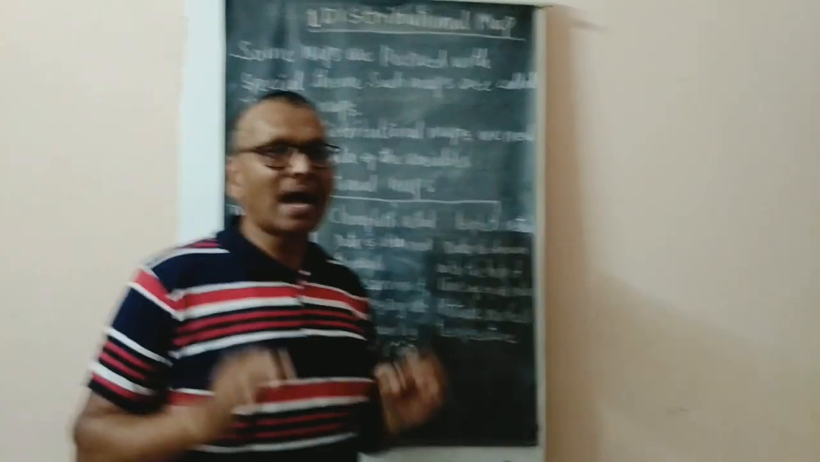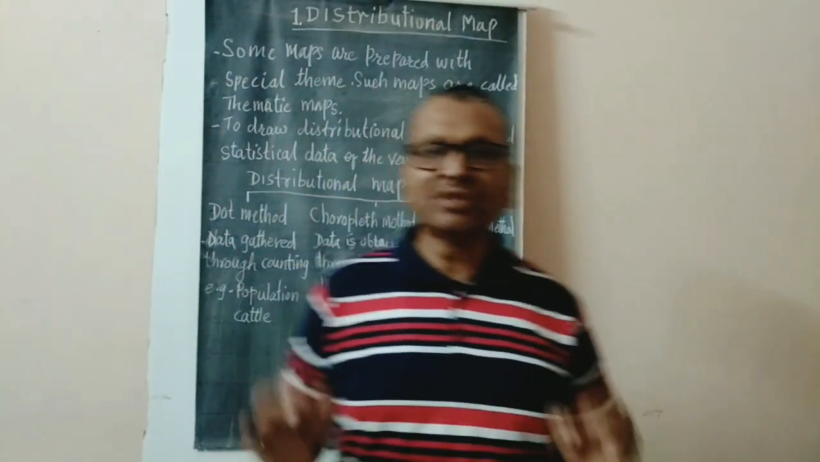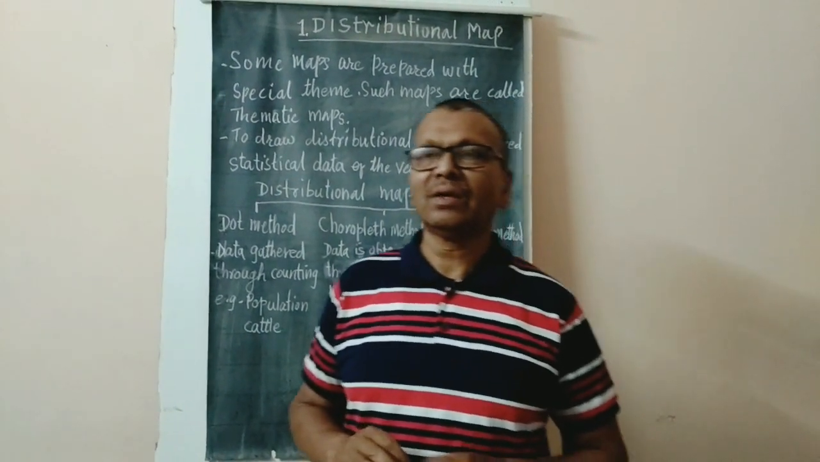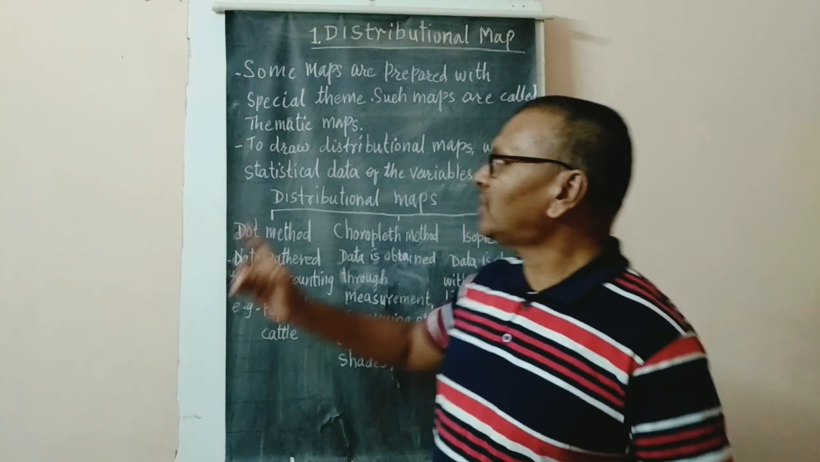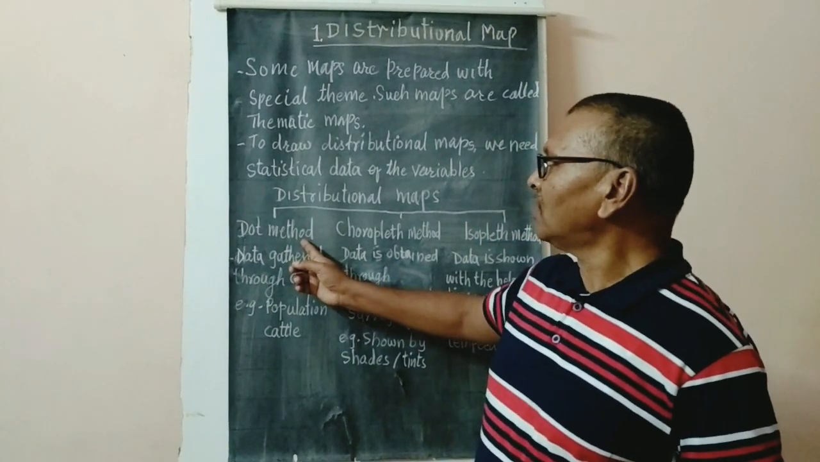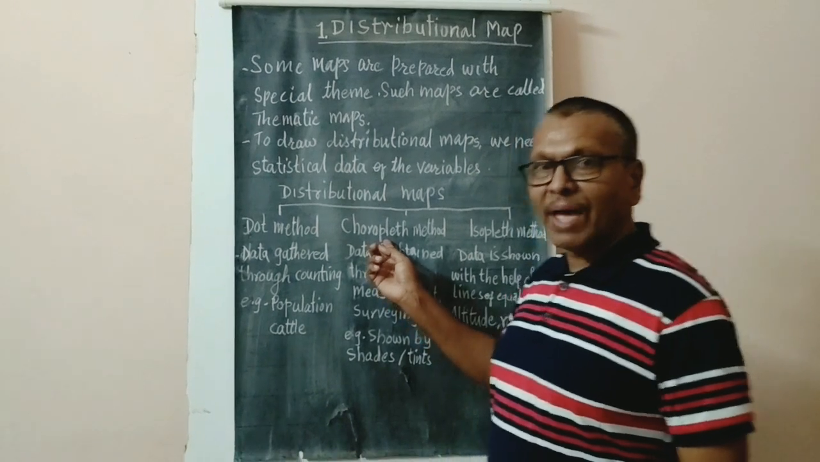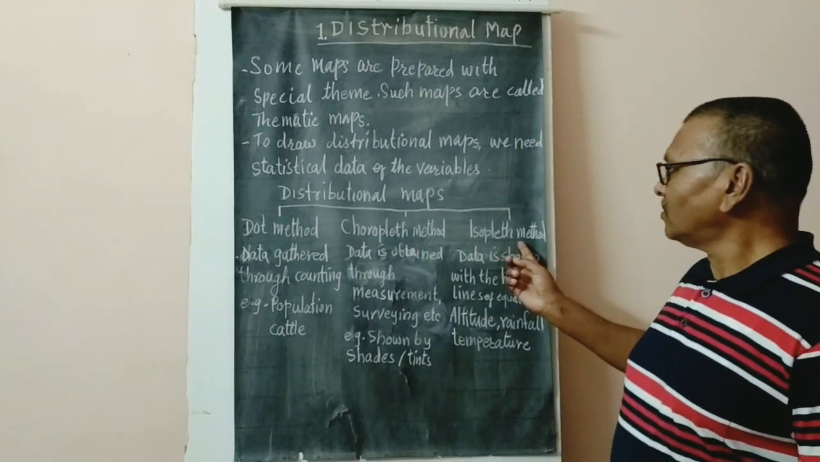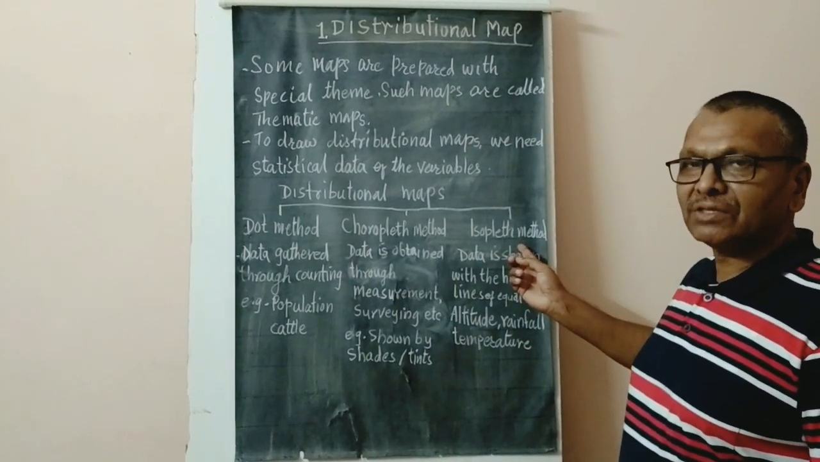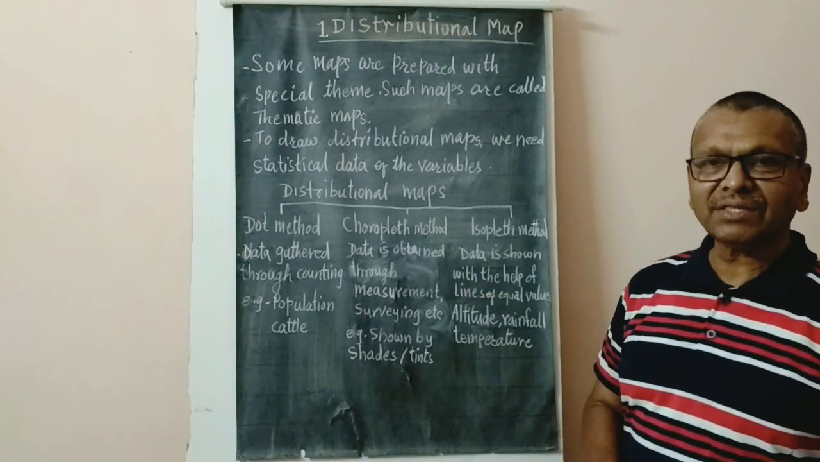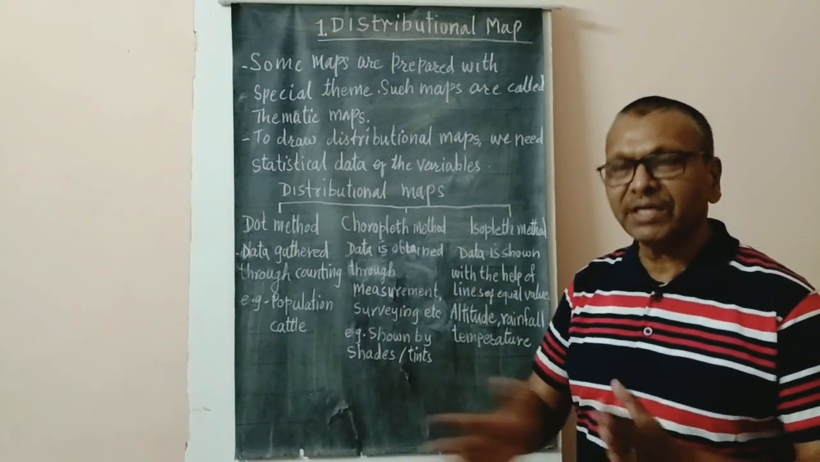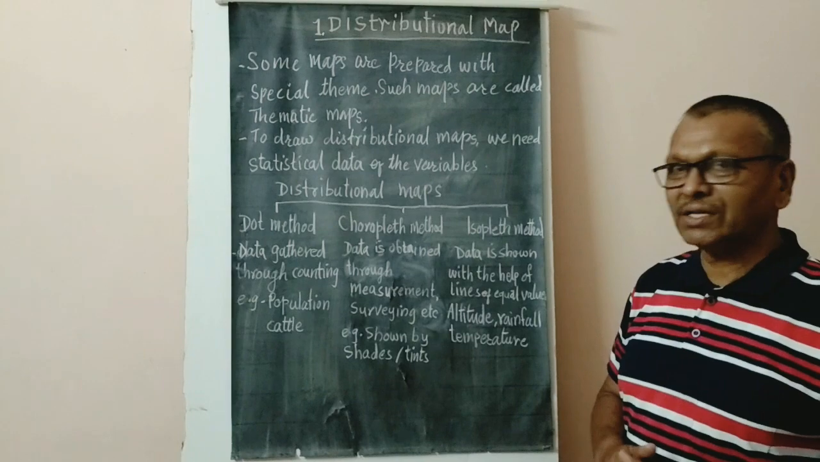Distributional maps are divided into 3 categories. Number 1, the dot method. Number 2, the choropleth method. Number 3, the Isopleth method. So these are the methods which we are going to study one by one in more detail.